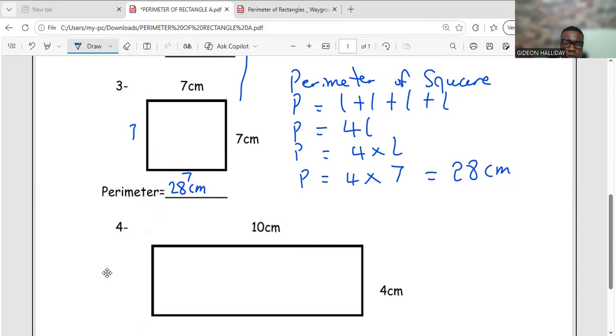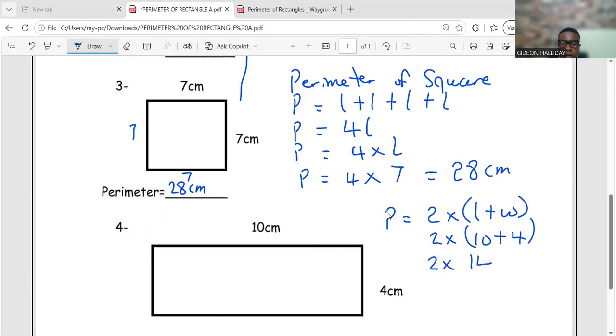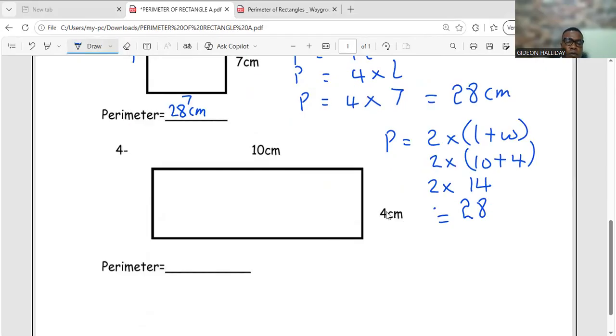Then for this one, perimeter equals 2 times L plus W. L is 10, W is 4. That's 2 times 14. And 2 times 14 is what? 28. So this equals 28 centimeters. It's pretty easy, right?